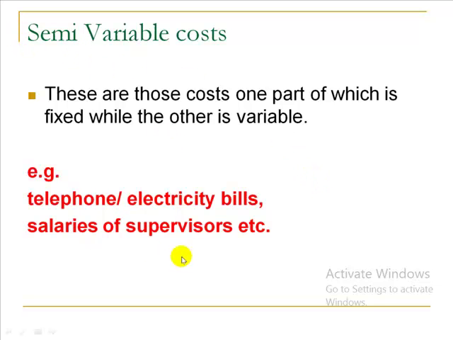Salaries of supervisors, or any other worker: if their salary is fixed, but sometimes they perform some additional task and the organization pays overtime, then that overtime is the variable part. Anyway dears, these are two examples, but in your life and in your organization you may find many more. What I mean to say is that by semi-variable cost, we mean those costs of which one part is fixed while the other one is variable.